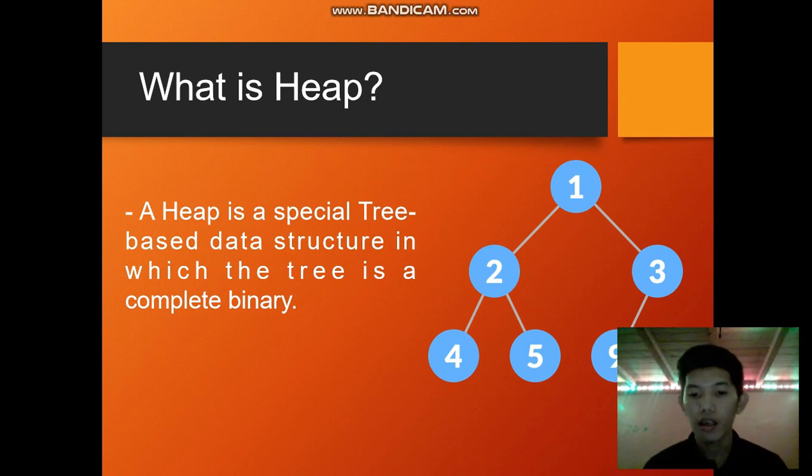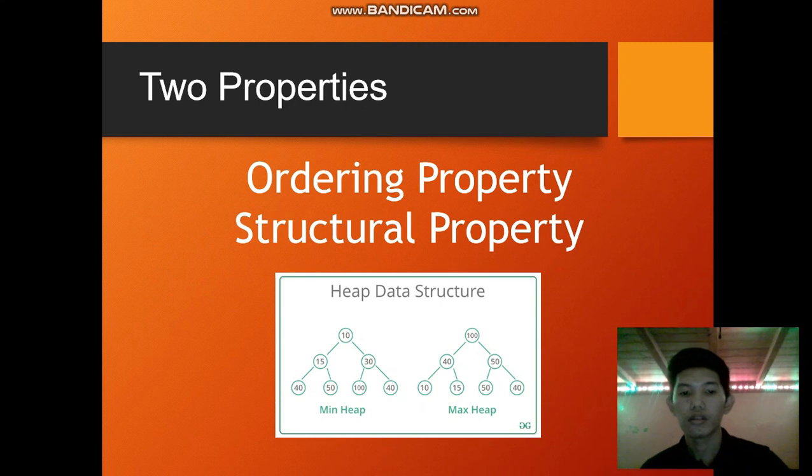For example, if x is the parent node of y, then the value of x follows a specific order with respect to the value of y, and the same order will be followed across the tree. Take note that the maximum number of children of a node in a heap depends on the type of heap. A binary heap comes with two properties, which are the ordering property and the structural property.